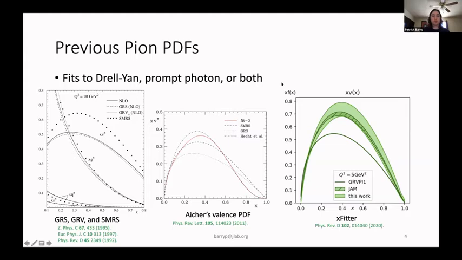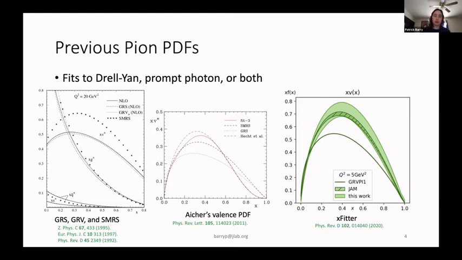So a little bit of history about Pion PDFs. Generally, there have been fits done to Drell-Yan, prompt photon data, or both. On the left, from the 90s, are the GRS, GRV, and SMRS analyses, and they did extractions of valence, gluon, and sea quark distributions at next-to-leading order to Drell-Yan and prompt photon data. In the middle, from about 10 years ago, is the Aicher et al. analysis. There they extracted the valence quark PDFs from fits to Drell-Yan data.